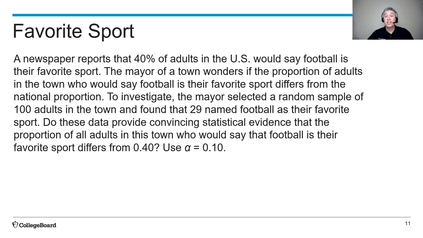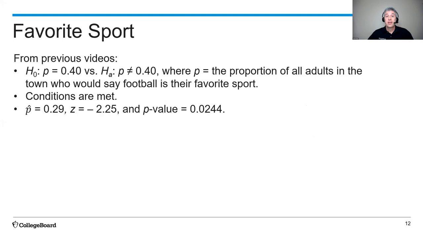Use alpha equals 0.10. Just as a reminder from previous videos, the null hypothesis is that p equals 0.4, and the alternative is p not equal to 0.4, where p is the proportion of all adults in the town who would say football is their favorite sport. Also, the conditions have been met, and we calculated a p-value of 0.0244. So based on that p-value, what conclusion would you make? Pause the video now and write out your conclusion.